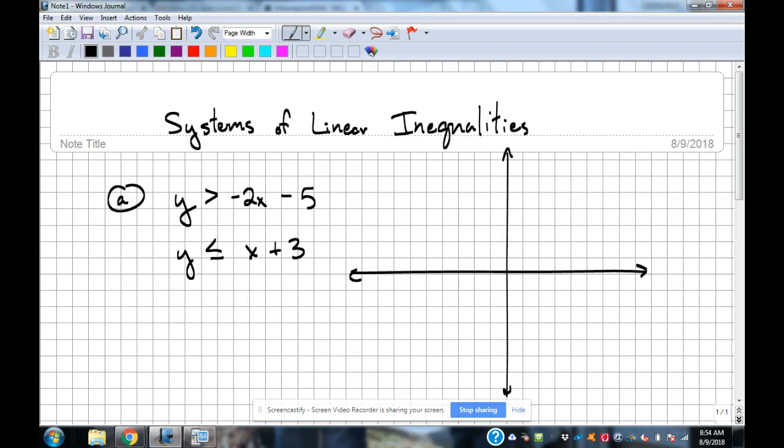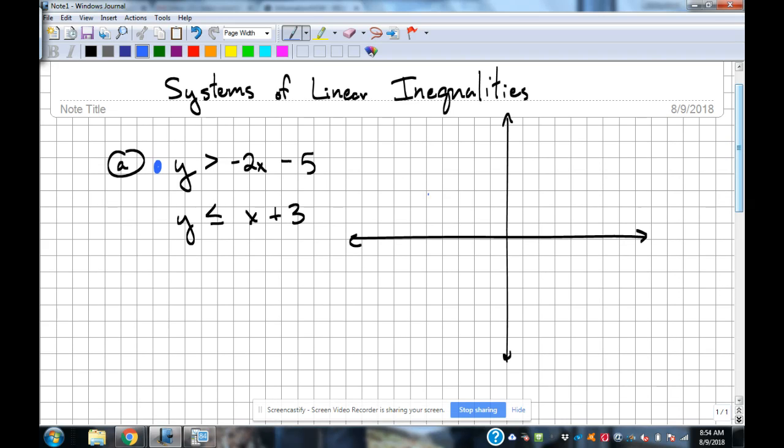And let's just start with the top one. And where do we start when we're graphing y is greater than negative 2x minus 5? The minus 5, where? On the y-axis. So I'm going to graph this one with a blue pen, just so if I say the blue one or the red one, you'll know which one I'm talking about. So I'm going to negative 5 on the y-axis. 1, 2, 3, 4, 5.